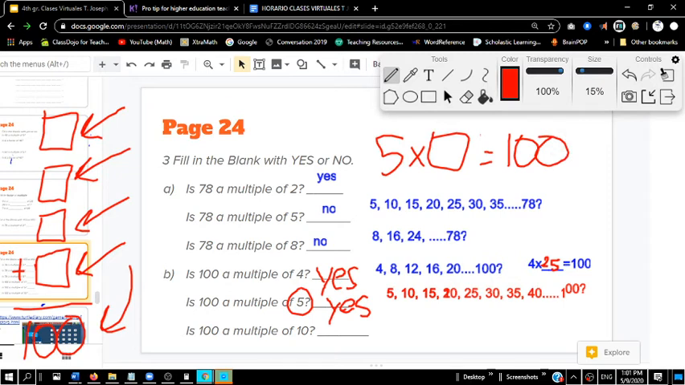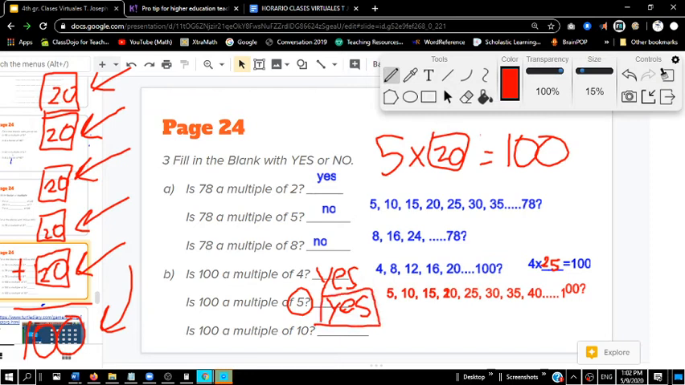Well, I can add up 5 numbers like 20, 40, 60, 80, 100. All of those added up equal 100. So 20 times 5 equals 100. So yes, that is correct. Okay? And let's do the last one.